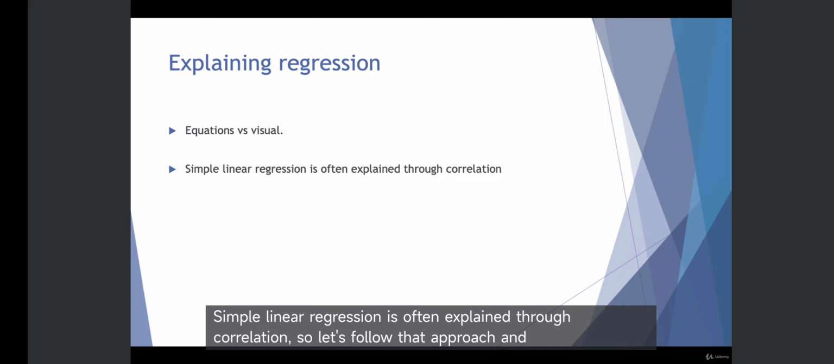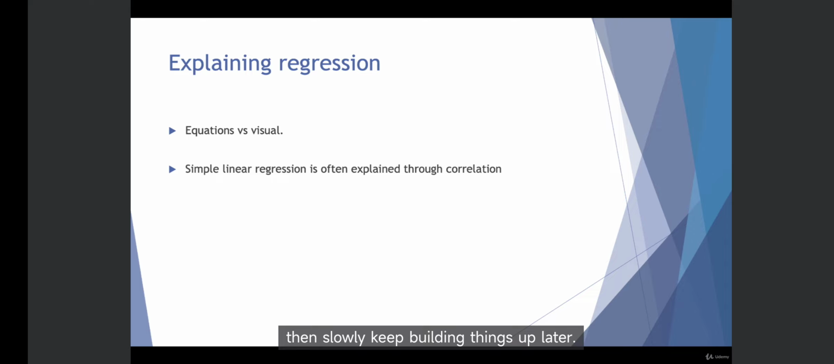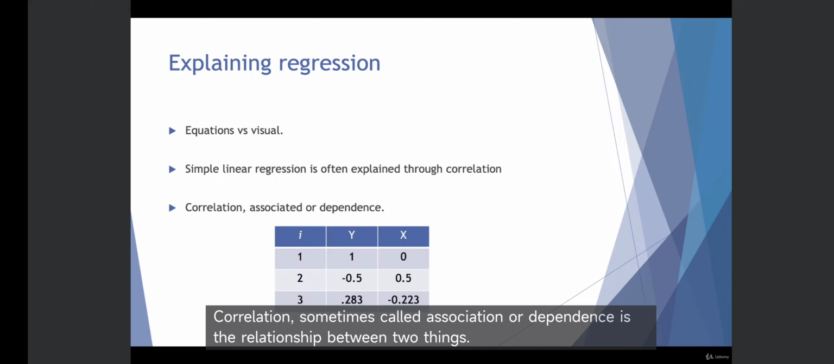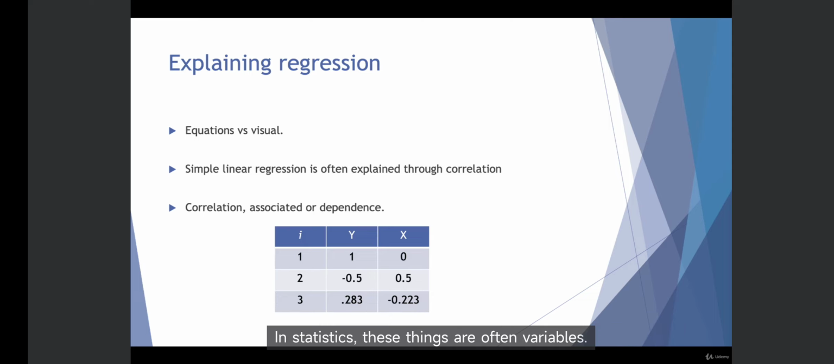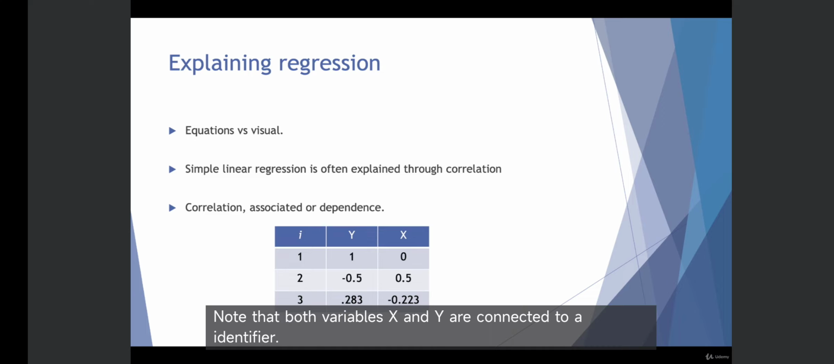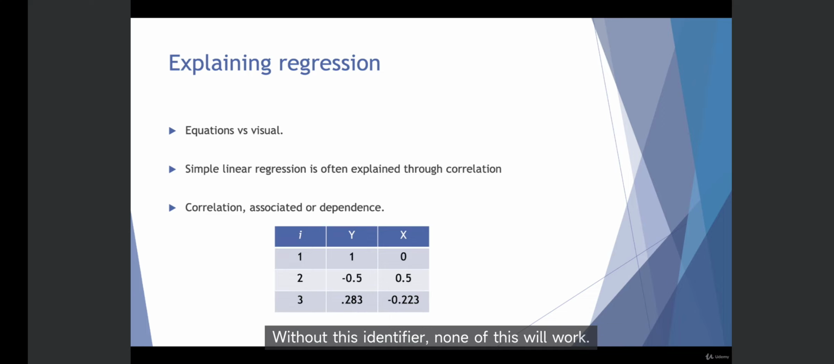Simple linear regression is often explained through correlation. So let's follow that approach and then slowly keep building things up later. Correlation, sometimes called association or dependence, is the relationship between two things. In statistics, these things are often variables. Let's call them x and y for now. Note that both variables x and y are connected to an identifier. Without this identifier, none of this will work.